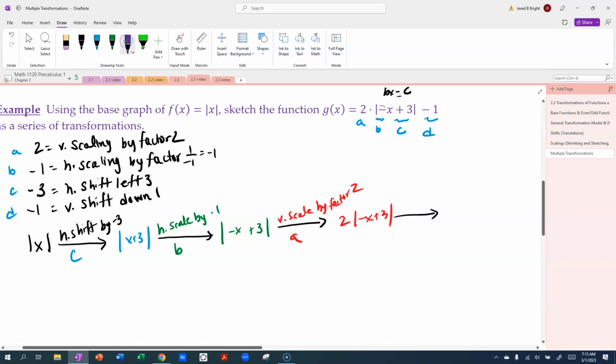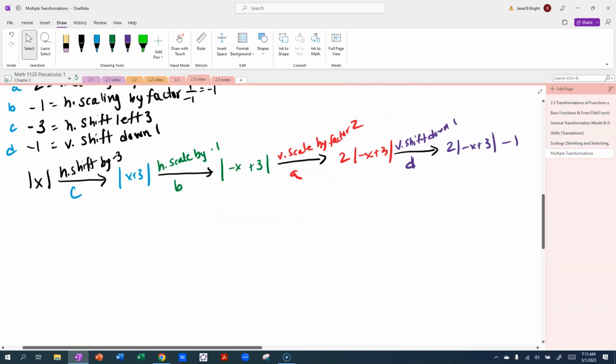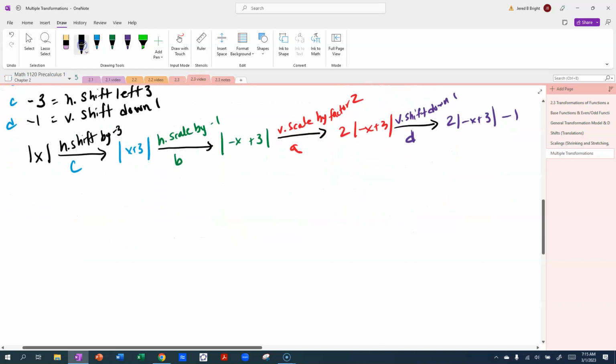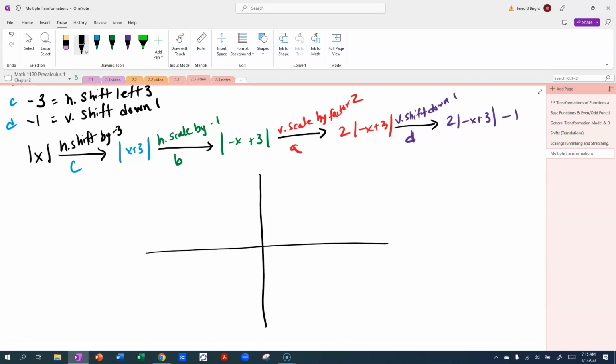My last transformation would be to use D, which is my vertical translation. So I would do a vertical shift down 1, okay? And so to what I had in the previous step, I just subtract 1, add -1. And so mathematically, I'm going to see the following graph occur.